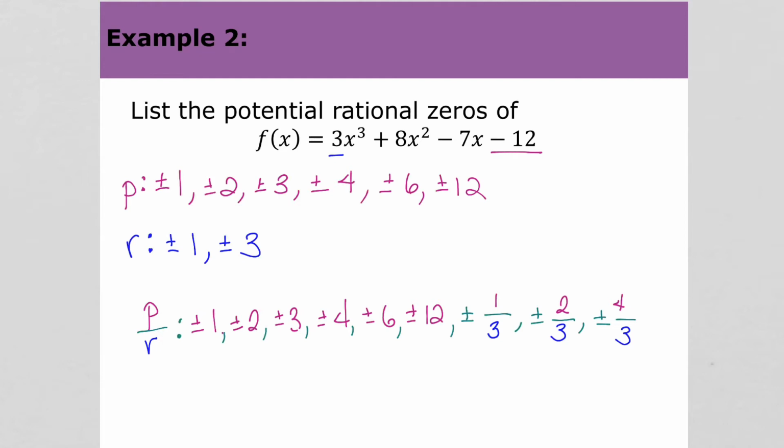What do I mean by potential? Not all of them will be zeros, but these are the ones that are possibly zeros, not any others. So 5 would not be a zero of f of x. So we aren't able to limit it down to just a few, but a lot less than trying every single number going out to infinity.